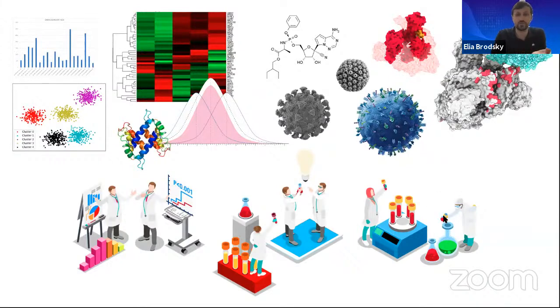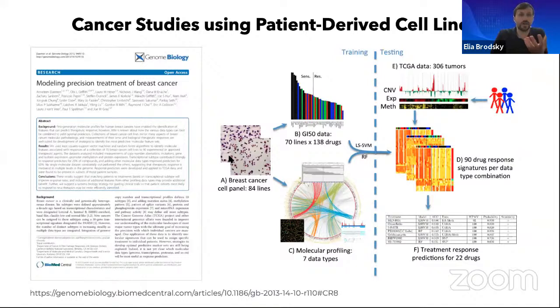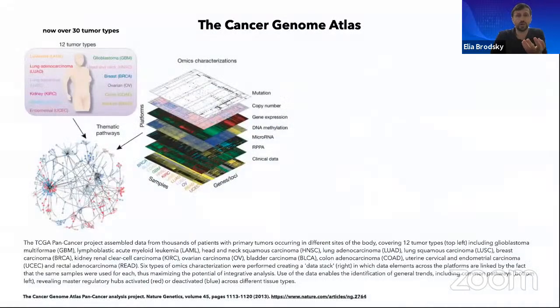And so just to give you a sense of how this will be done, here's an example of one of those projects called Modeling Precision Treatment of Breast Cancer. This is a data set from a publication that was published in 2013. And it's interesting because here the authors assembled a collection of samples with multi-omics data that could help predict drug response.